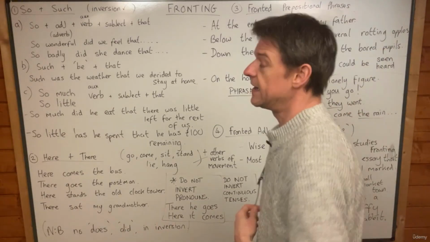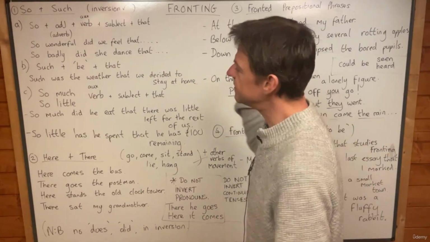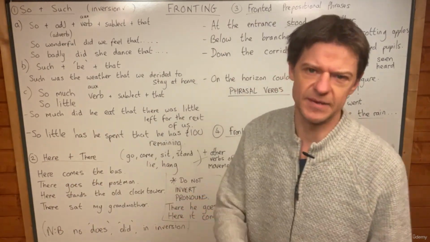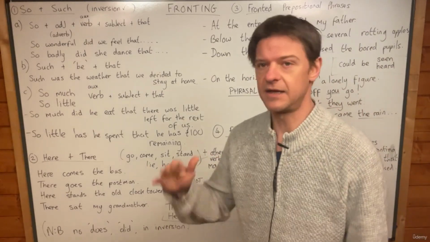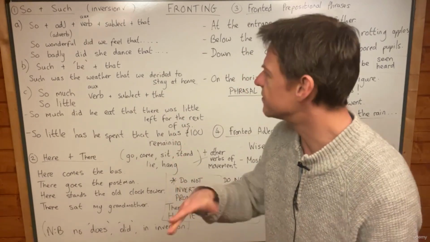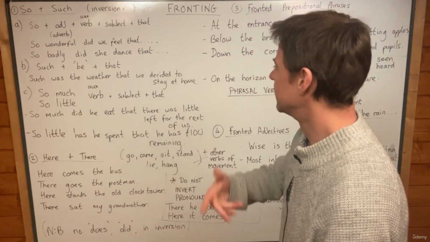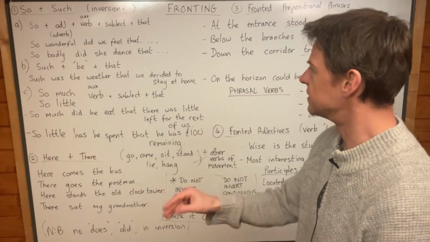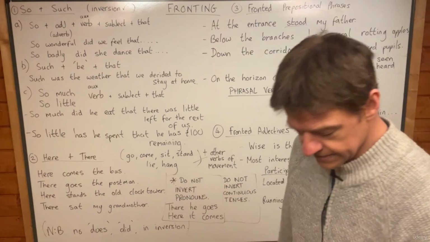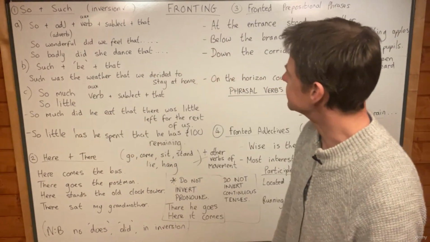Okay, welcome to a lesson on fronting. So fronting just means putting something at the front of the sentence that wouldn't normally be there. I mean, usually English sentences go subject, verb, object. So you normally see the subject at the front of the sentence. I, he, Dave, the teachers, whatever. You normally see the subject. But sometimes you don't. And sometimes we put something else at the front of the sentence.